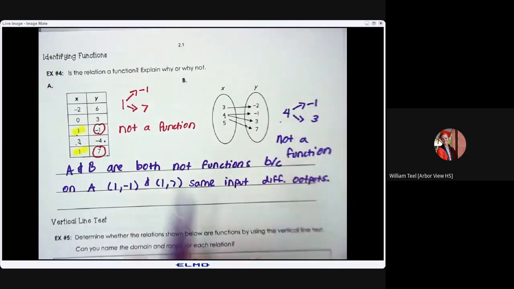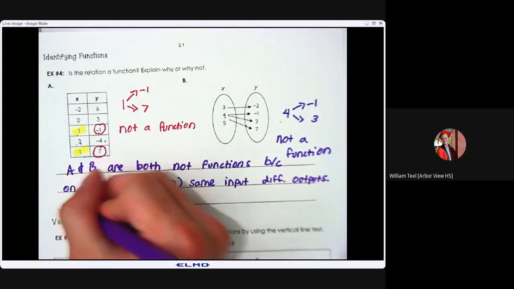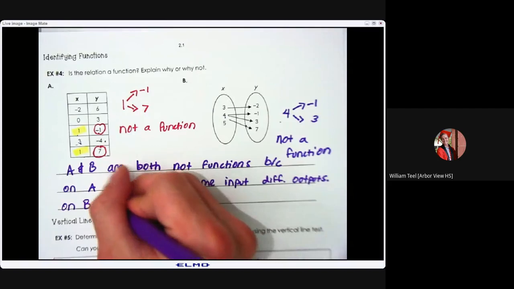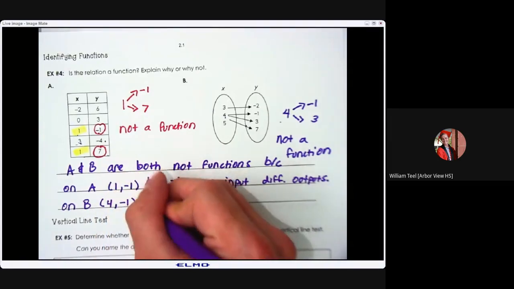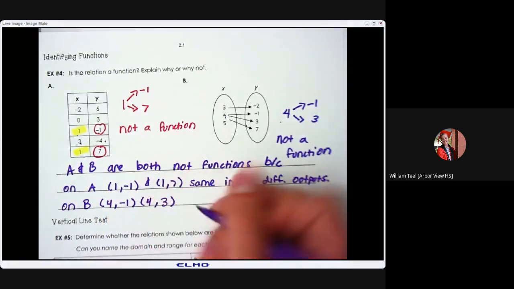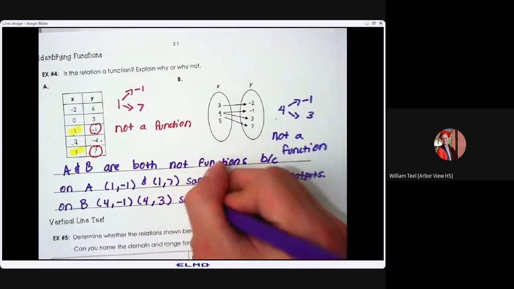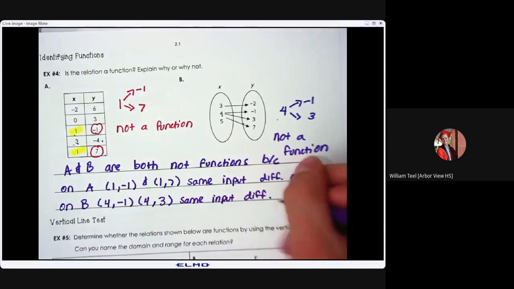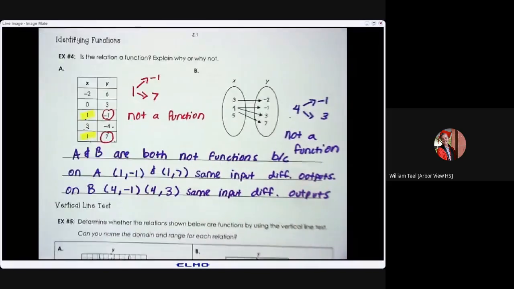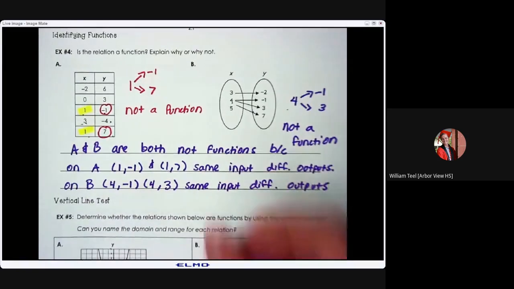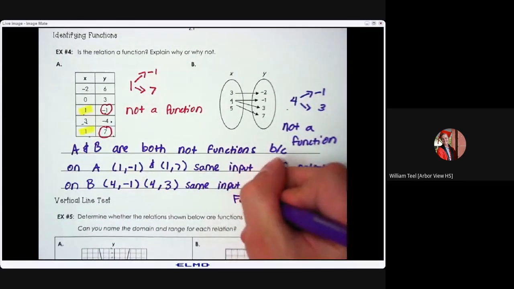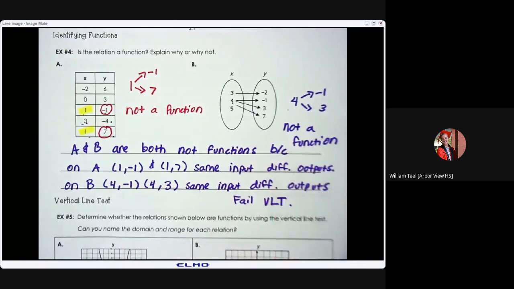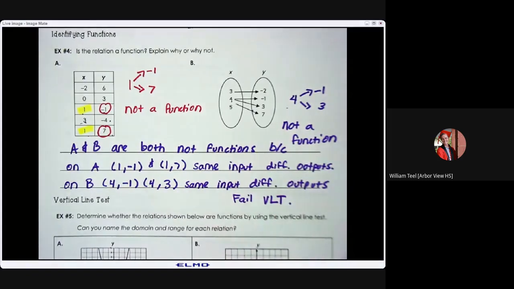And then on B, we have 4, -1, 4, 3. Again, same input, different outputs. And also, just to note, if we were to draw these graphs of the relations, they would fail the vertical line test. Okay? So just keep that in mind.